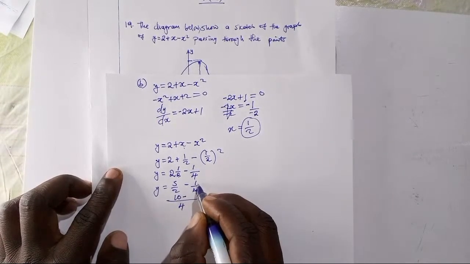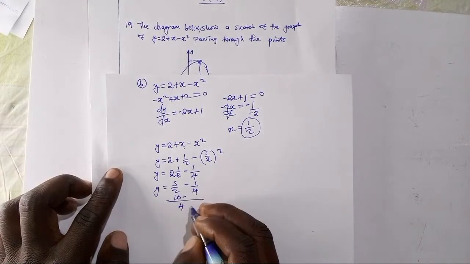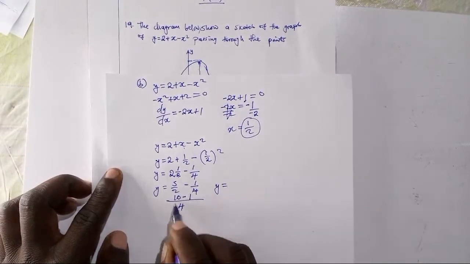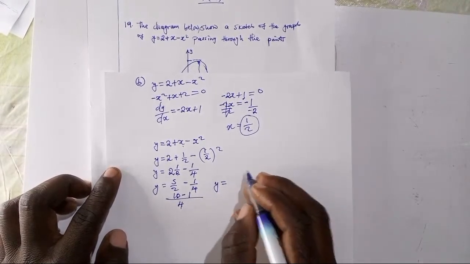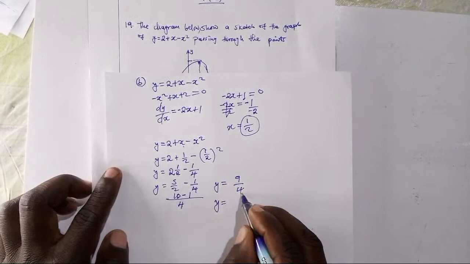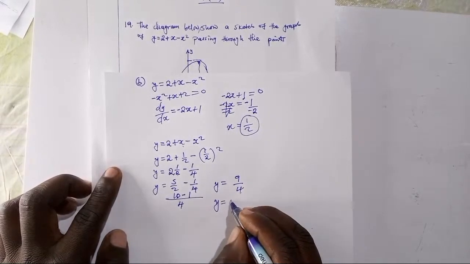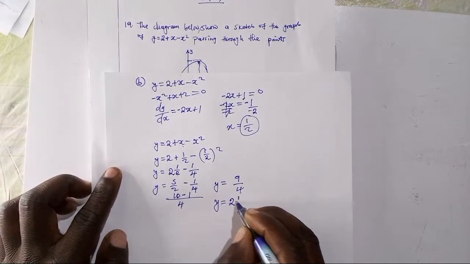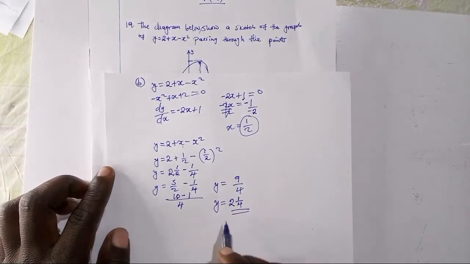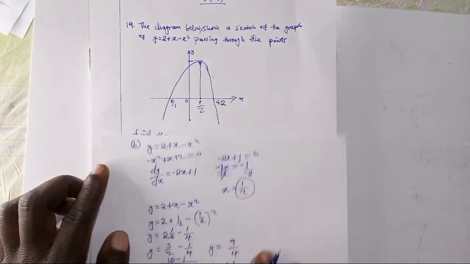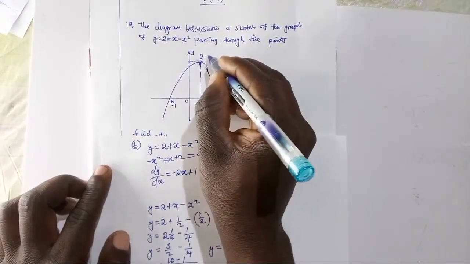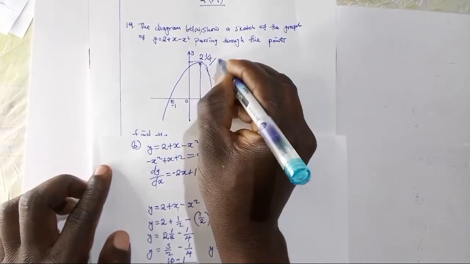Then 2 into 4, it is 2 times 5, which is 10, minus 4 into 4, which is 1 times 1, which is 1. So y will be equal to 10 minus 1, it is 9 over 4. Then y equals 2 whole number 1 over 4. So this is the maximum value of y.